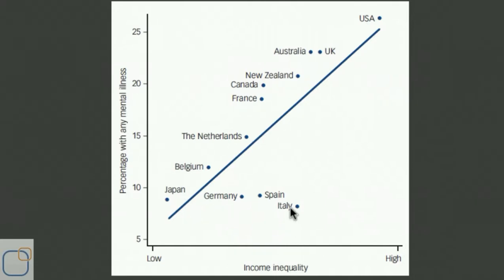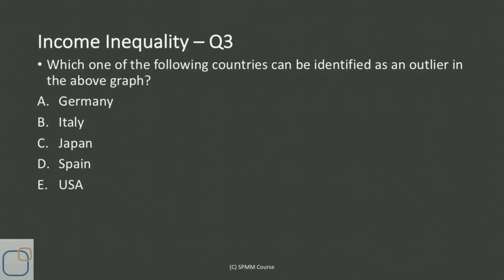So what are the data points that do not show a good fit with the line that is shown? Italy, Spain, both of them are far away from this line. The further away from this line you are, the more of an outlier you are. So the answer for this is Italy.